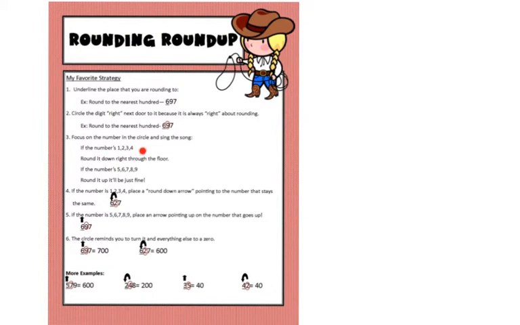And then you look at that number you've circled, and you have the song. If the number is 1, 2, 3, 4, round it down right through the floor. If the number is 5, 6, 7, 8, 9, round it up, it'll be just fine.